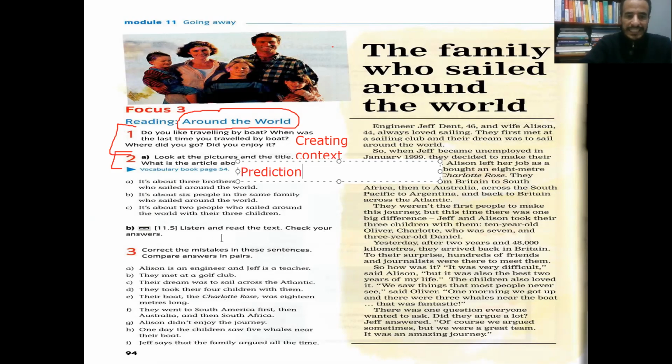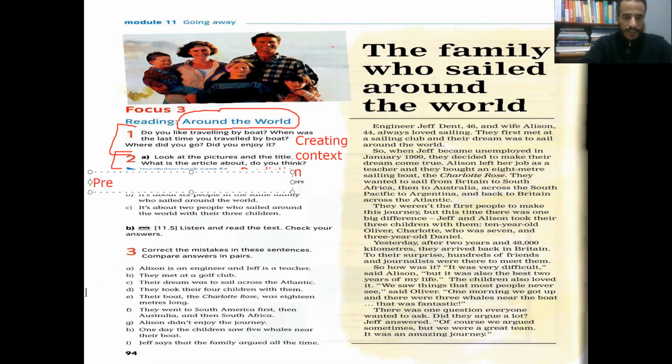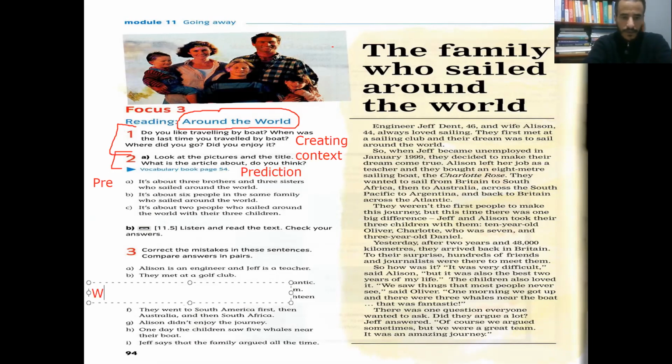Now, B, listen and read the text. Check your answers is a concept checking. Number three, correct the mistakes in the sentences. Compare answers in pairs. Which stage is this? Is it the pre or the while? While. Good. So while, this one is the pre and this one is the while. Why? Because they are going to read, they are going to listen. Okay, great. Now, look here. What is missing in this text?